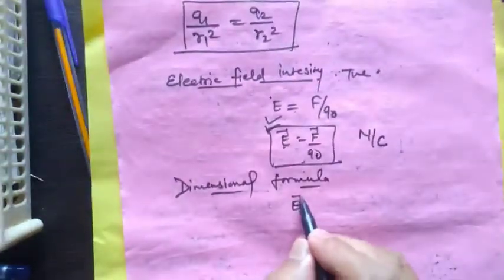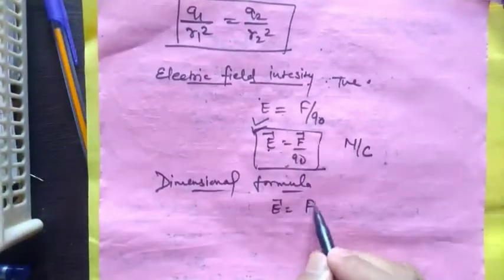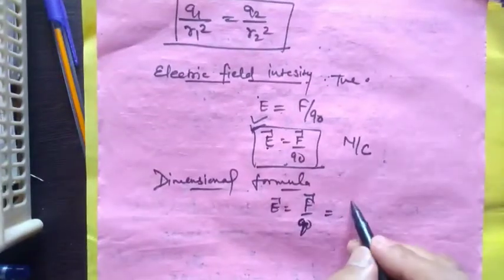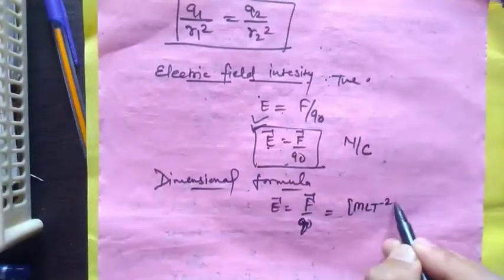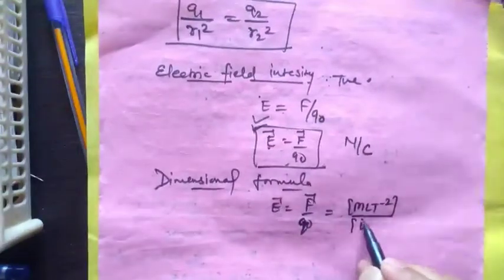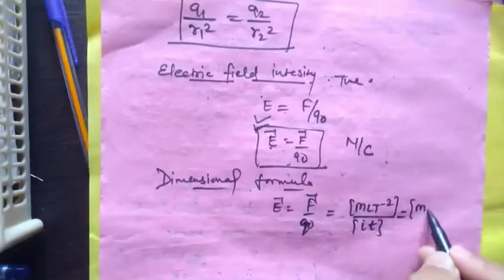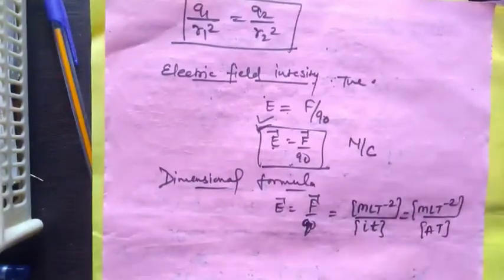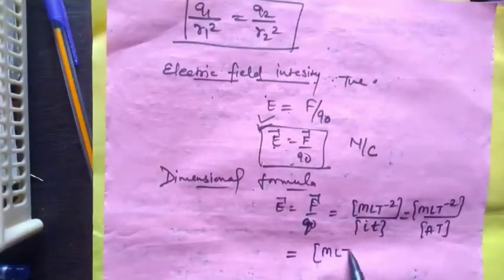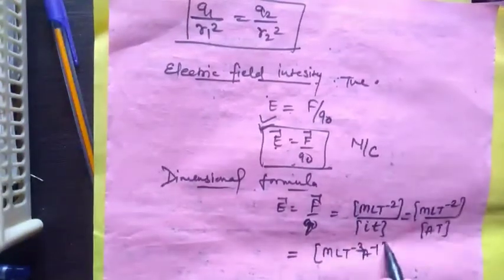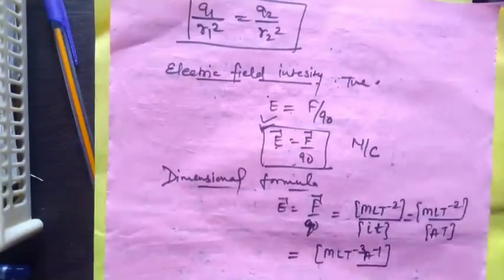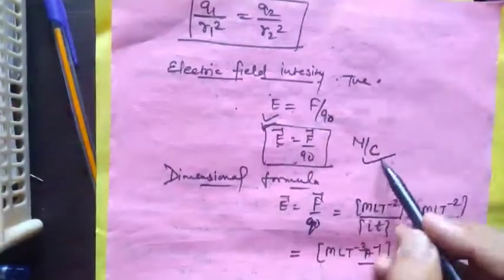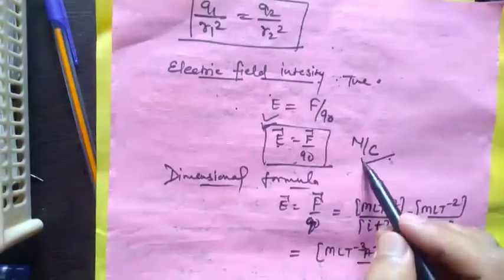is, as we know, force upon charge, force per unit charge. The dimensional formula of force is MLT to the power minus 2, and charge Q is I times T, so here it is MLT to the power minus 3 I to the power minus 1. This is the dimensional formula of the electric field intensity, and this is the unit of electric field intensity, Newton per Coulomb.